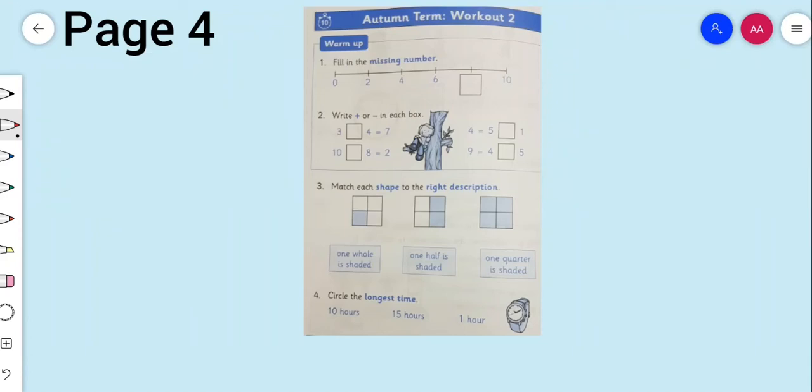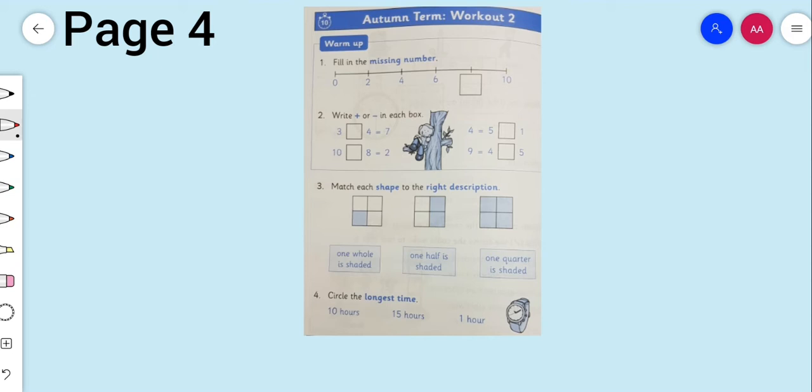Welcome back, and now we're going to start workout 2. Let's start with question number 1. It says, fill in the missing number. So there is a number line. In the number line, the numbers are 0, 2, 4, 6, and something is missing, and 10.